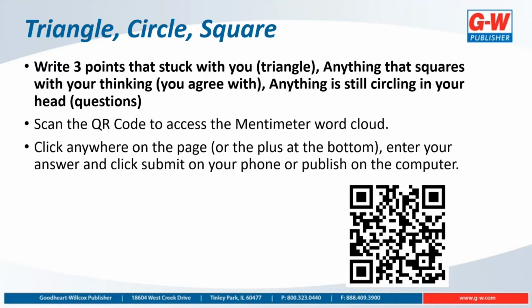So based on the 5 E's we just talked about, the engagement, the explore, explain, elaborate, and evaluate. So those 5 stages, what are 3 things that you learned, stuck with you? Maybe you already knew and they just popped out of the hidden shelves, dusted off in your brain. Anything that squares with your thinking and anything still circling in your head.